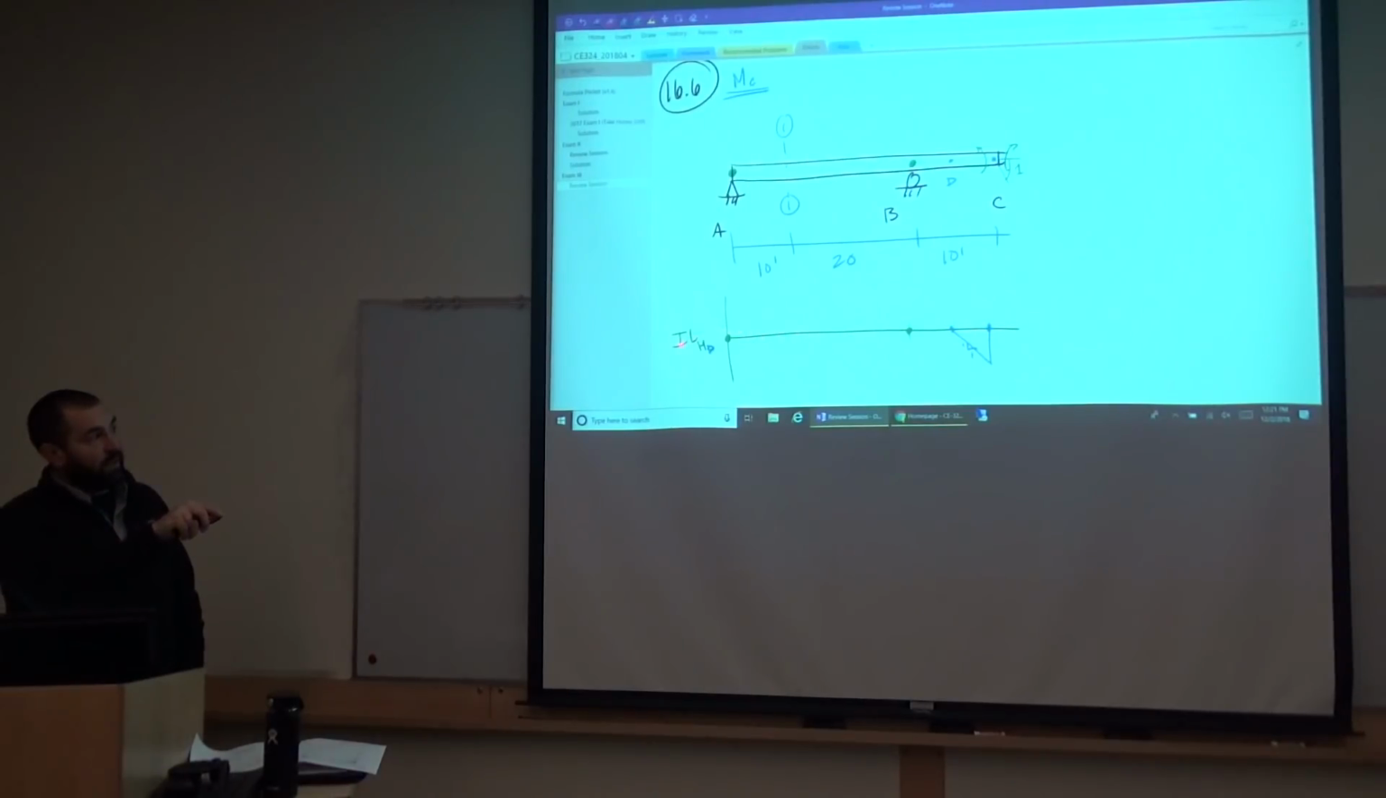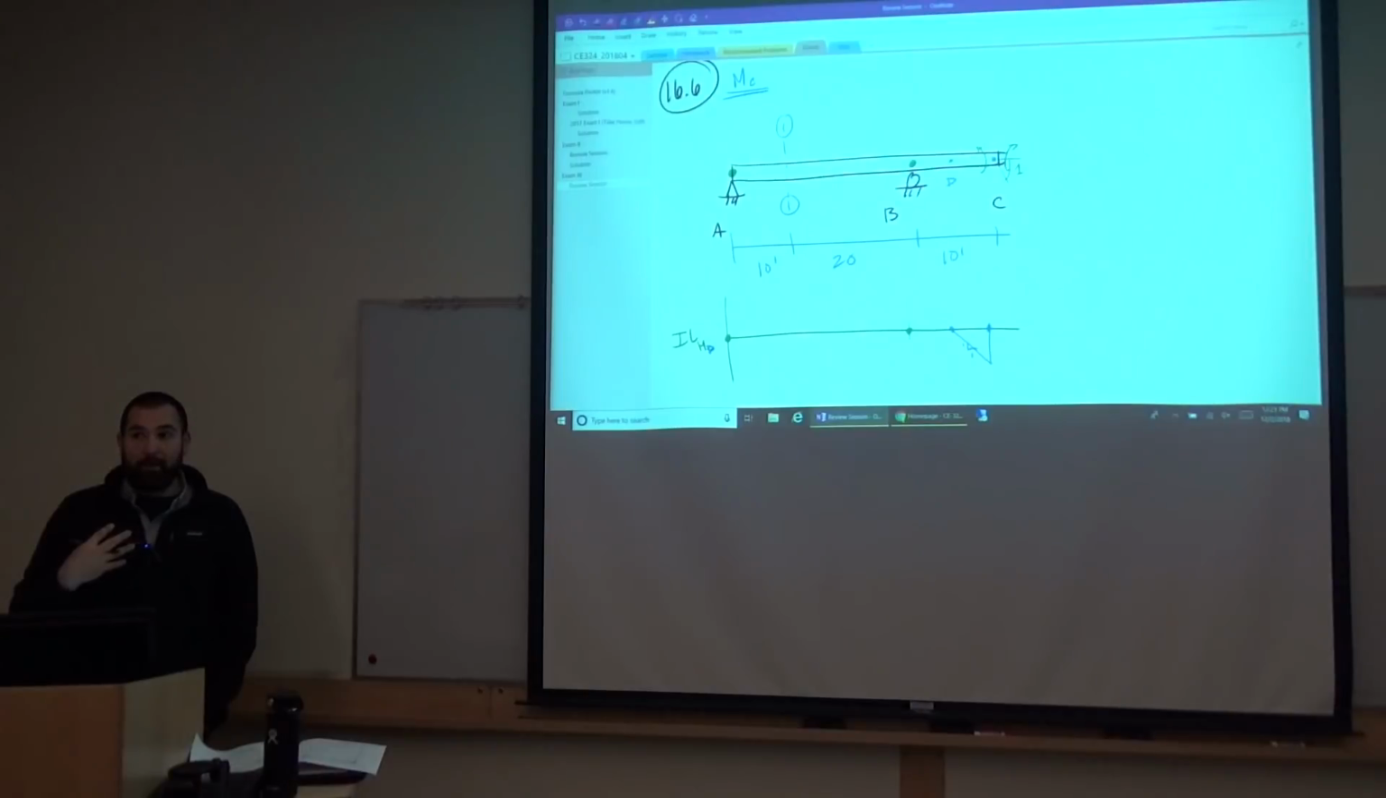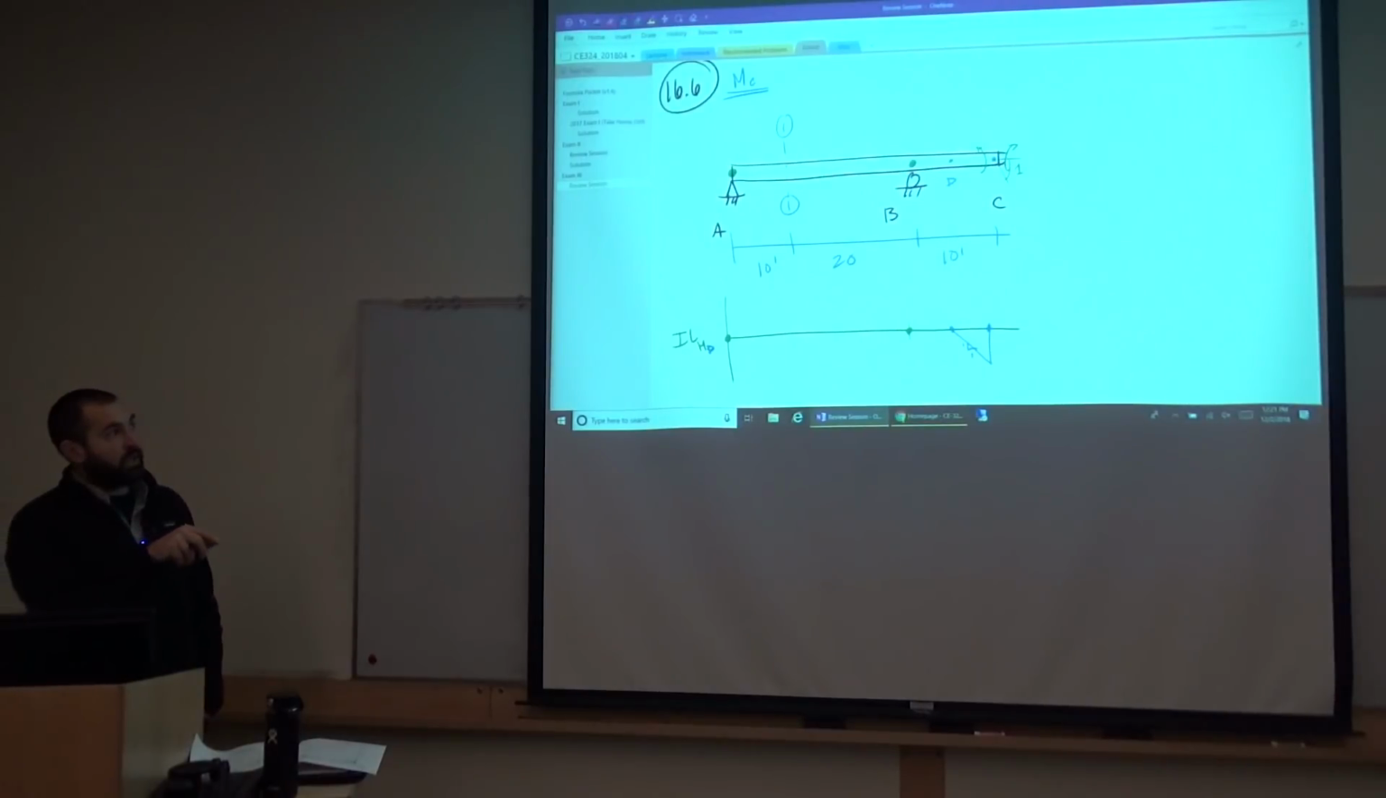Well, that's what this is. This is the influence line for the moment at D. And so there's not a jump there. This is why it's different than a moment diagram, right? The influence line is not the same thing as a moment diagram.